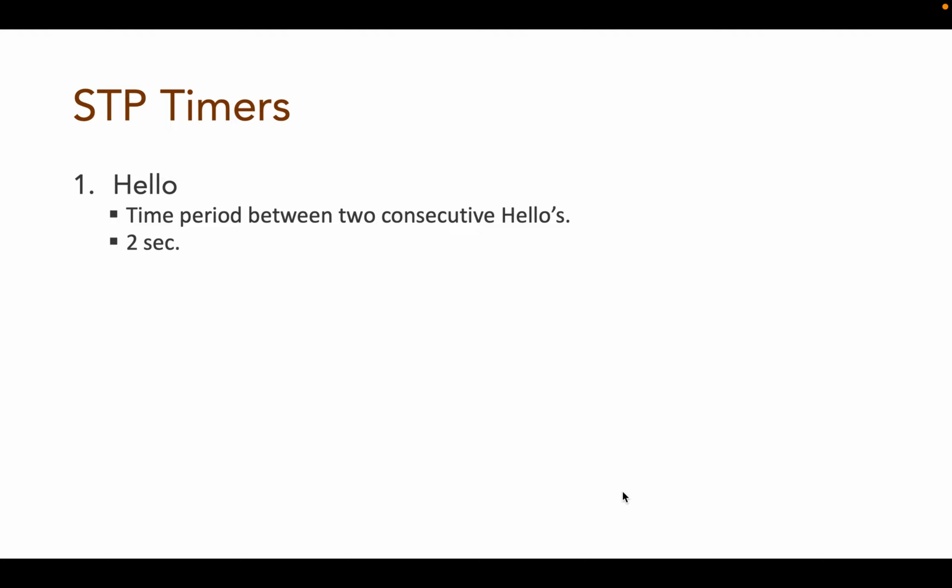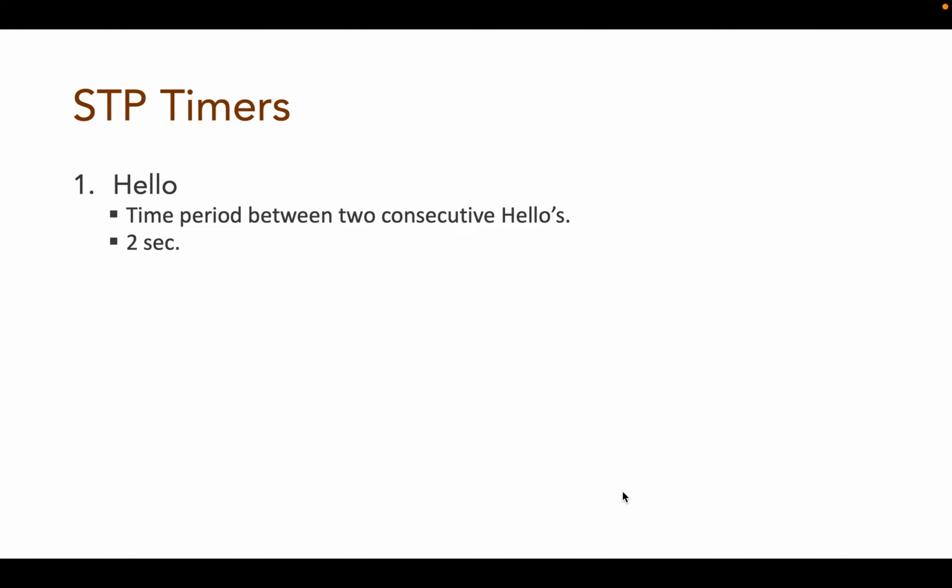Let's go ahead and look at the STP timers. STP timers can manage the STP convergence. STP is controlled by three different timers, and the convergence process requires the use of these three timers. The first one is the hello timer: the time period between two consecutive hello BPDUs created by the root switch. Hello BPDUs are sent every 2 seconds.